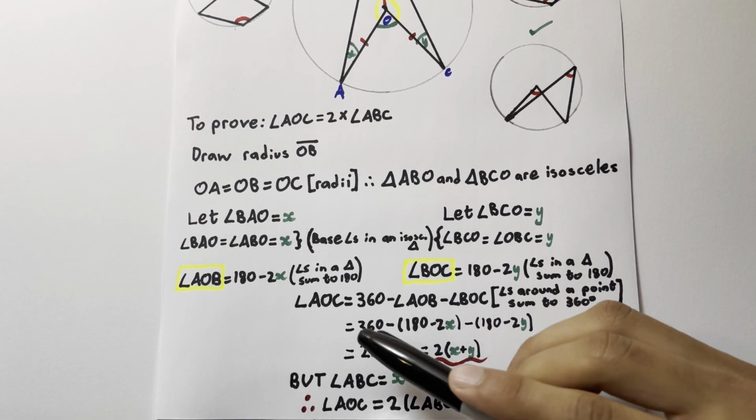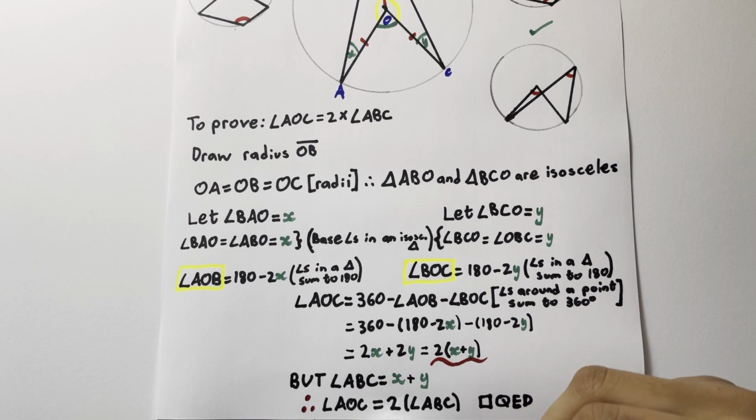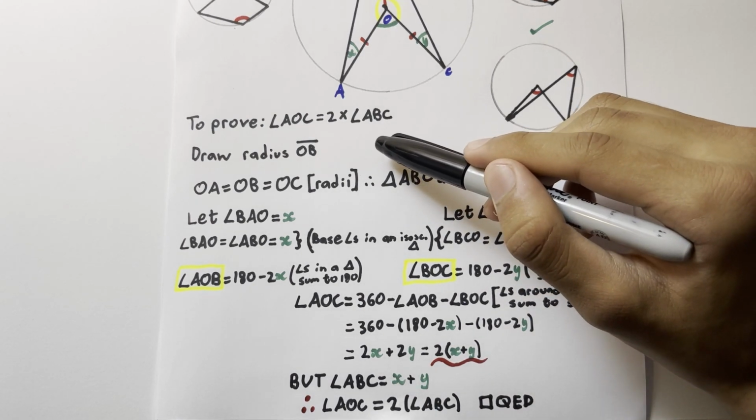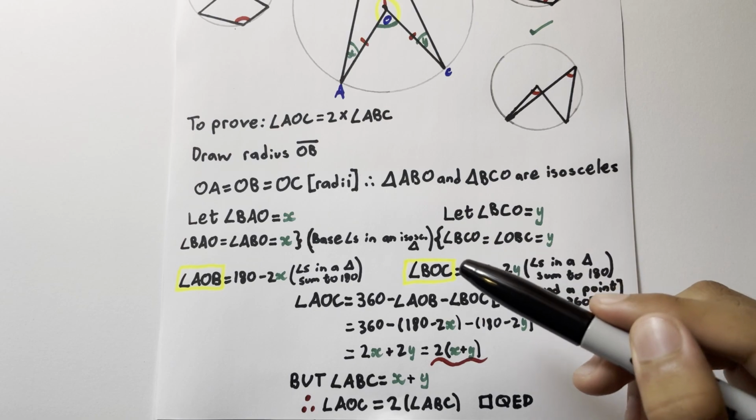Substitute this into our expression for AOC, and you find that we've proved our theorem. AOC is 2 times angle ABC, therefore the angle at the center is 2 times the angle at the circumference.